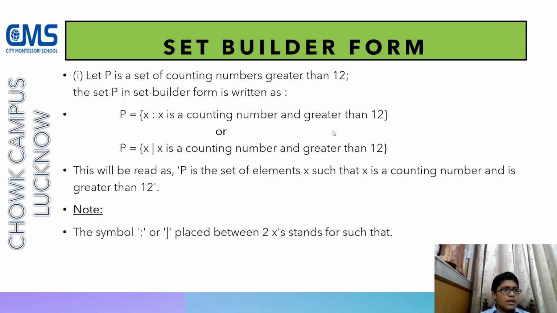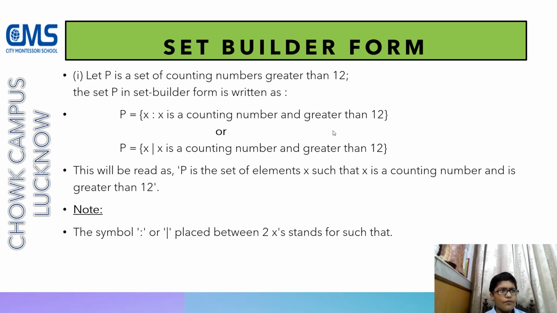Let A denote the set of even numbers between 6 and 14. It can be written in the set builder form as A equals {x : x is an even number. The second condition is x is greater than 6 and less than 14}, or A equals {x : x is an even number, x is greater than 6 and less than 14}.